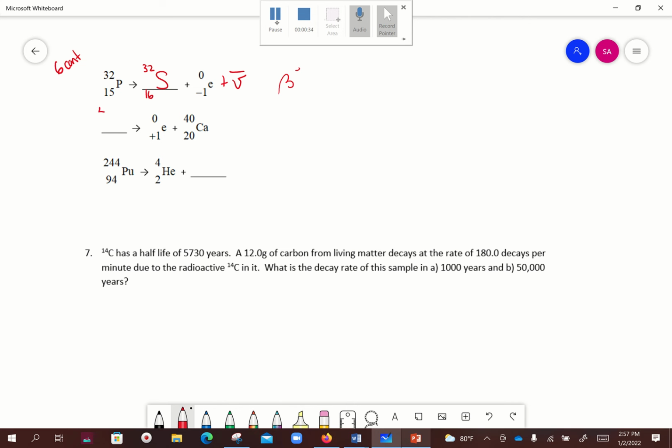40 plus 0 is 40. 20 plus 1 is 21. 21st in the periodic table is scandium. And so this is beta plus. And again, it should have a neutrino on.